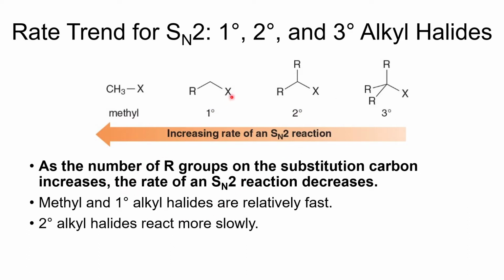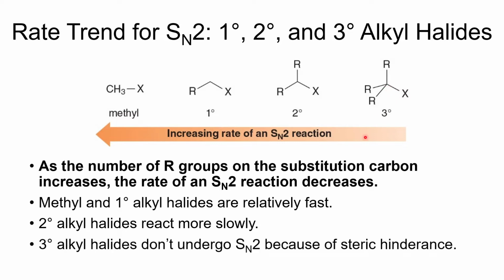Secondary is going to be much slower. And then the tertiary alkyl halide is going to go so slow as to say that it doesn't really go at all, so that we don't get SN2 reactions on tertiary alkyl halides. They're just too slow for that to work. All right, so methyl and primary, fast. Secondary, slow. Tertiary, just doesn't happen. It's too slow to even measure. And in fact, other reactions will occur rather than the tertiary alkyl halide going by SN2.